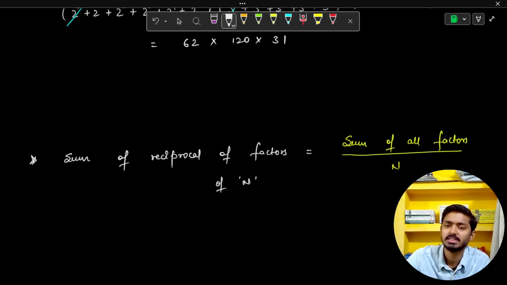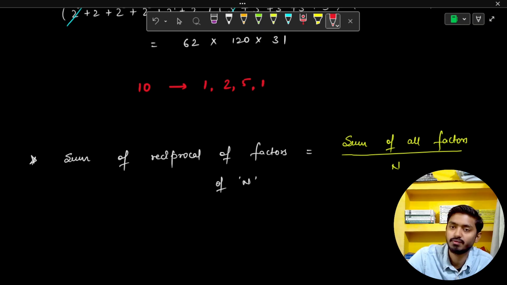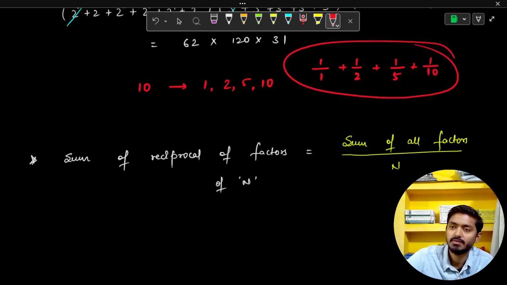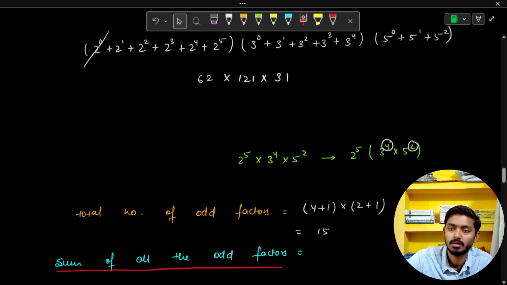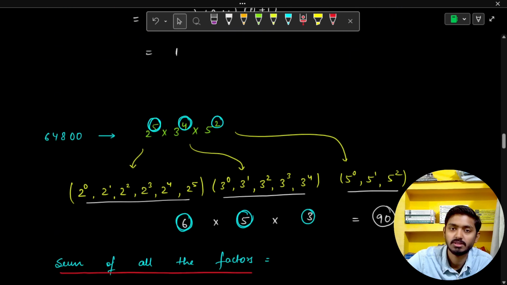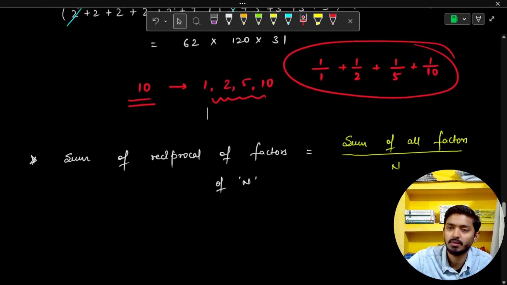How do we find the sum of reciprocal of factors of n? For example, for 10, there would be factors 1, 2, 5 and 10. They would ask us to find the sum of all the factors by making them reciprocal. This is easy for a smaller number having a very minimal number of factors. But what about a number like, what was the number? 64800. That would be difficult, right?